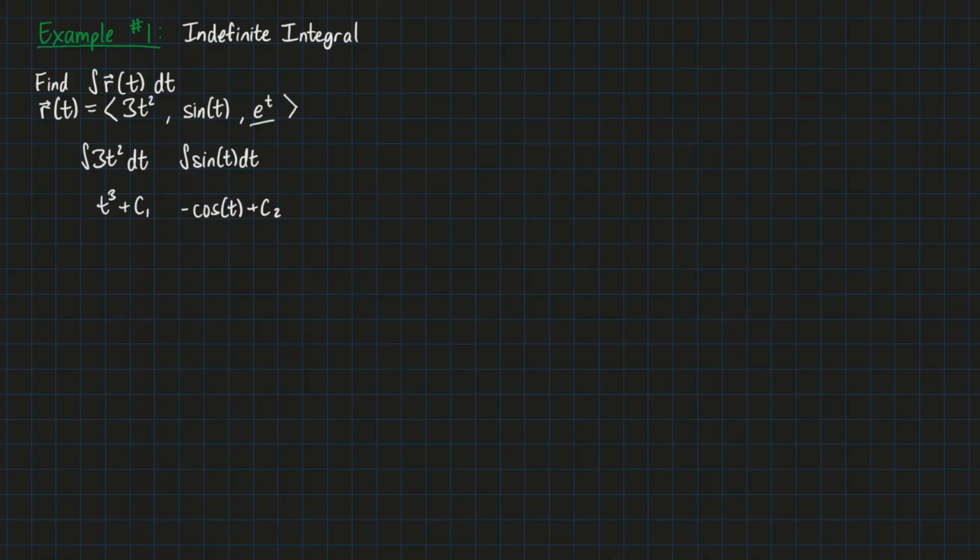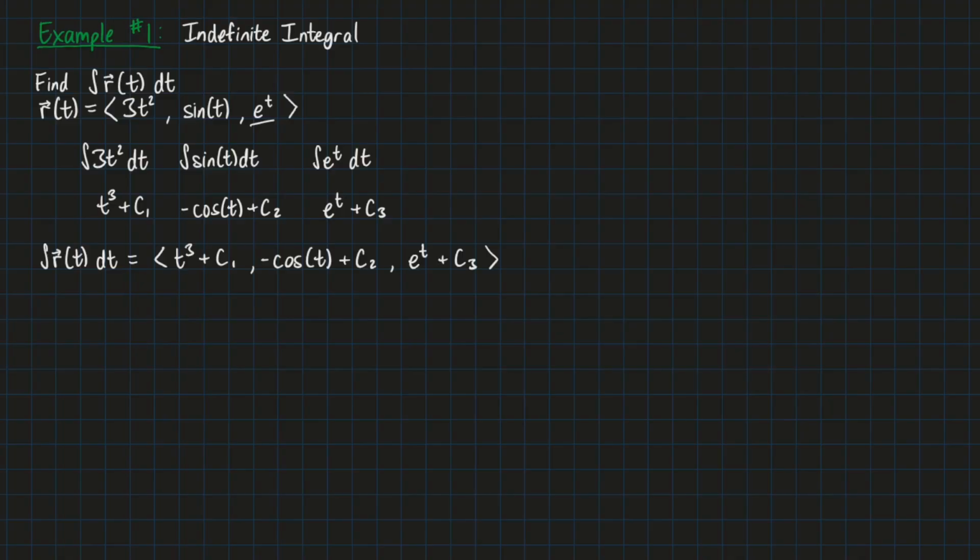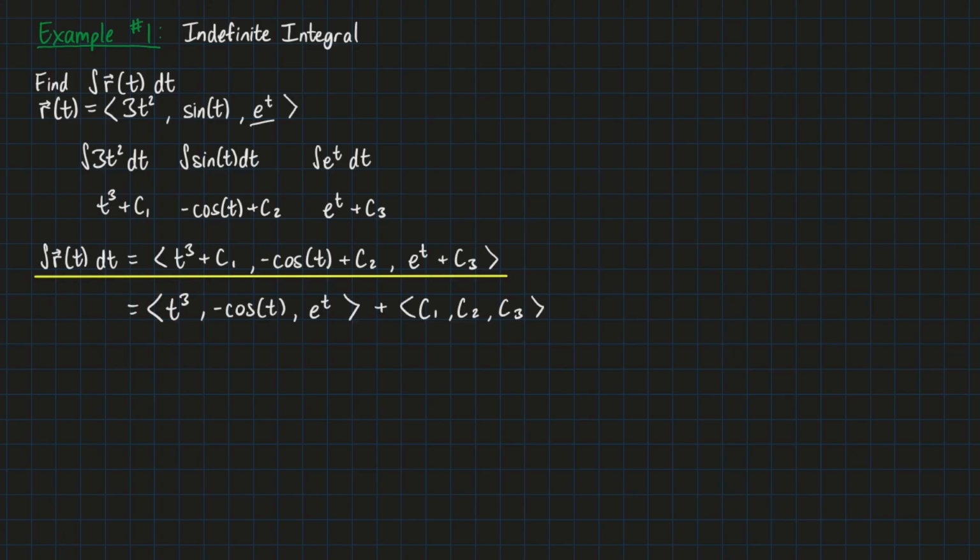And then the integral of e to the t dt is just e to the t, and then we have plus c3. So we could say the integral of r of t dt equals t to the third power plus c1, comma, negative cosine of t plus c2, comma, e to the t plus c3. You can also write the constants as their own vector, so you could also just write it out like this.